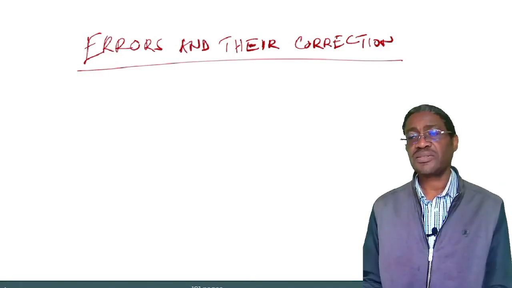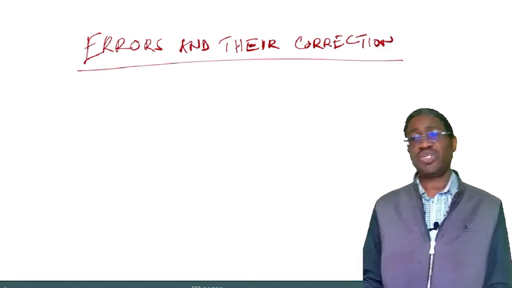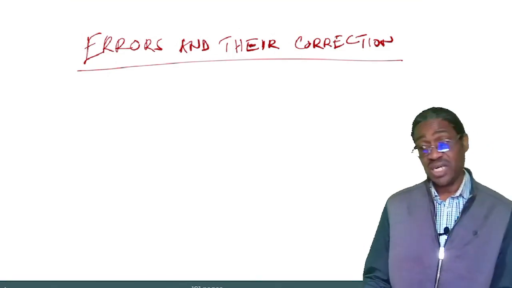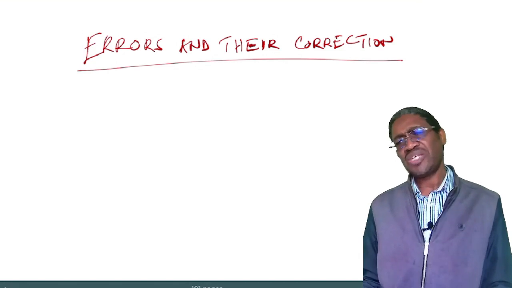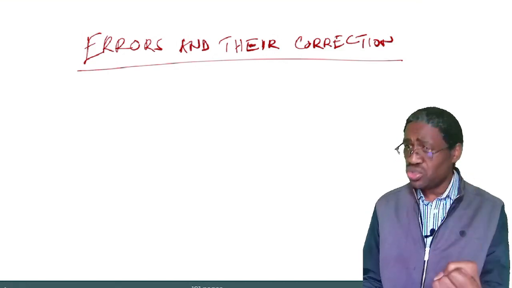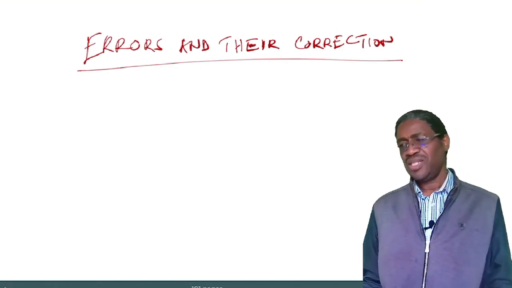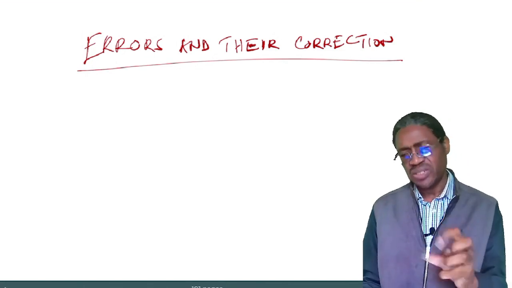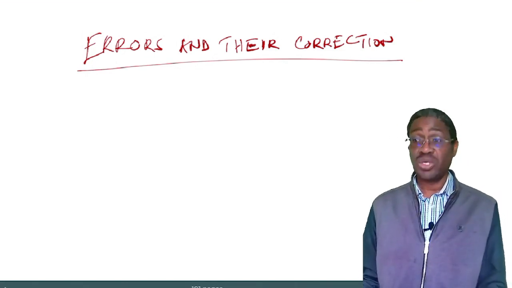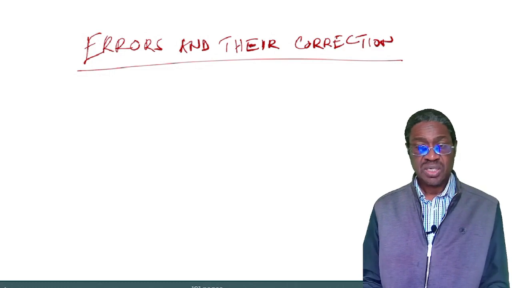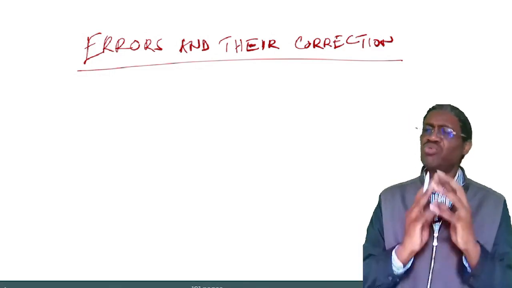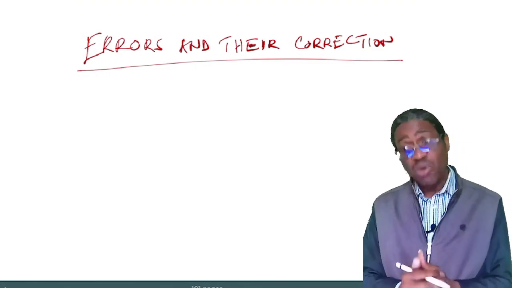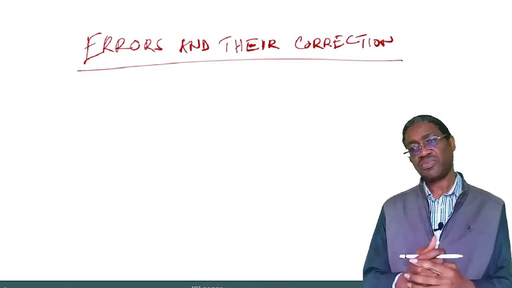Okay, so let's start. We want to start a new topic, and our new topic is called errors and their correction. Now, as an accountant, as you keep entering the transactions in the books, there are some errors you may commit in the recording of your transactions. So we want to look at what are some of the types of errors that you may commit in the recording of the transactions in the books.